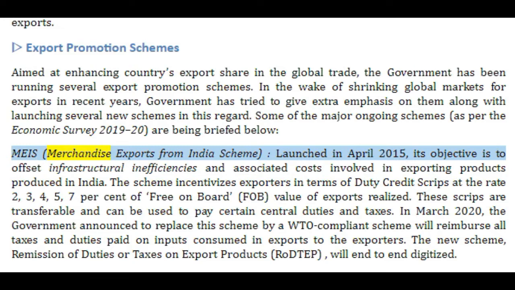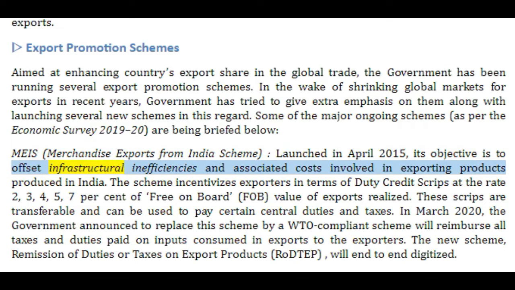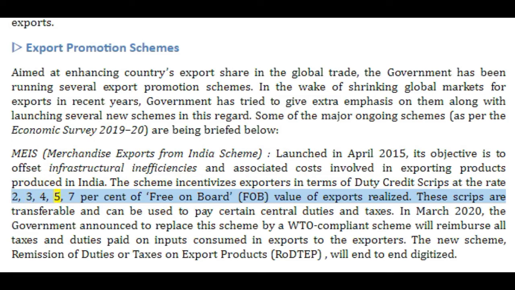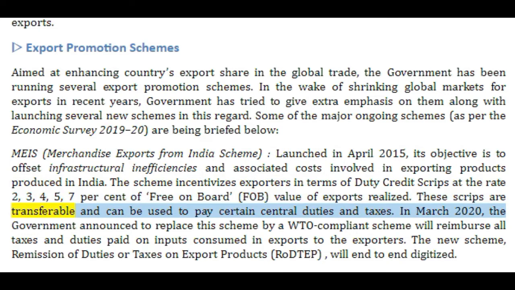MEIS, Merchandise Exports from India Scheme, launched in April 2015. Its objective is to offset infrastructural inefficiencies and associated costs involved in exporting products produced in India. The scheme incentivizes exporters in terms of duty credit scrips at the rate of 2, 3, 4, 5, 7% of free on board value of exports realized. These scrips are transferable and can be used to pay certain central duties and taxes.